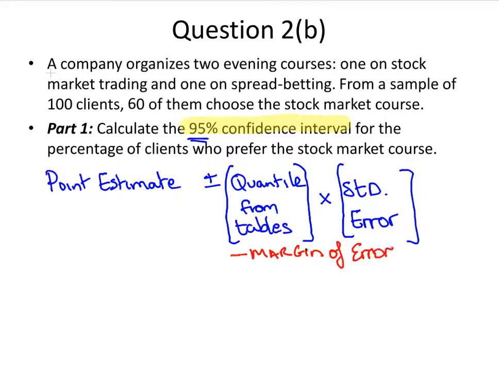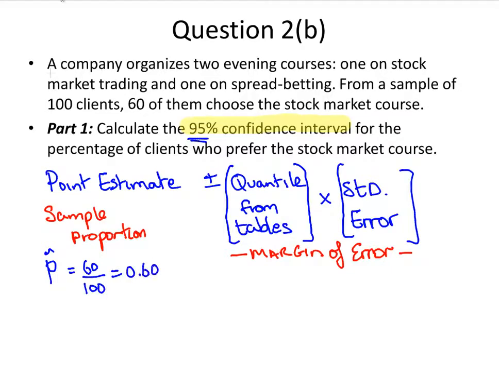So now let's look at the point estimate, and here the point estimate is the sample proportion. I'm just going to deal in proportions for the sake of simplicity. You can use sample percentages as well. P hat equals 60 divided by 100, and there we get 0.60. So that's the first thing we have to calculate, the point estimate.